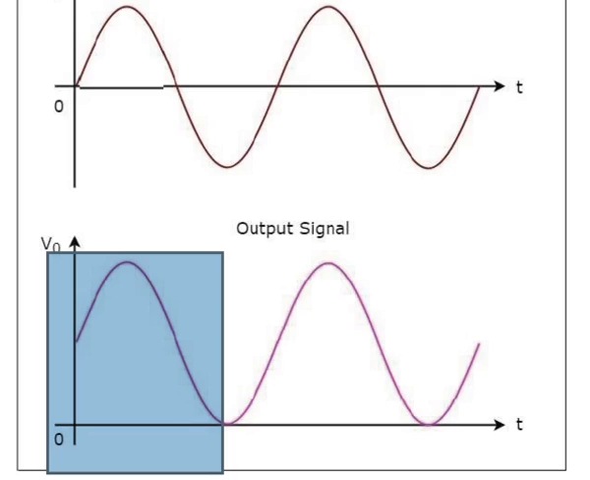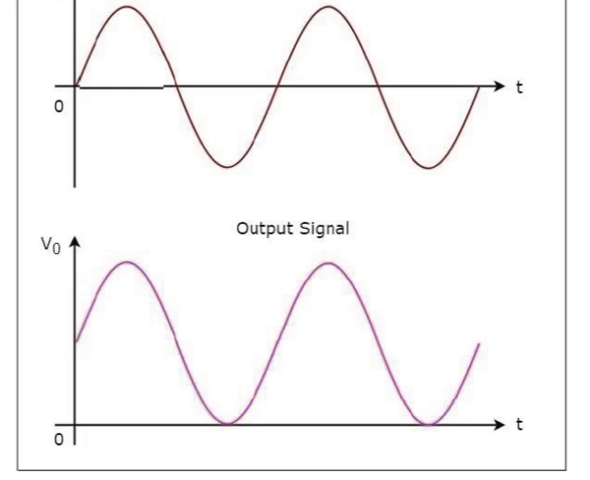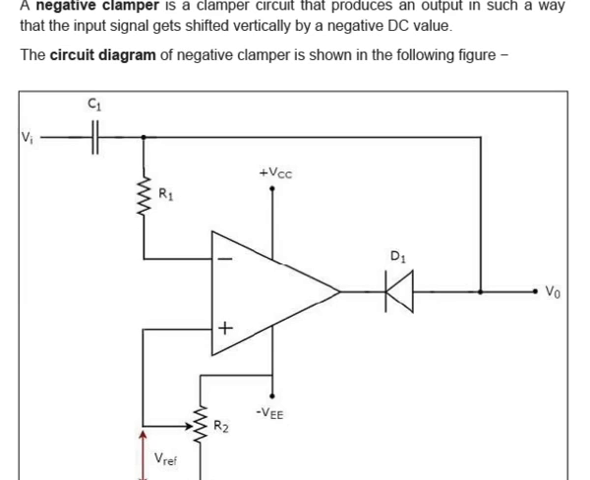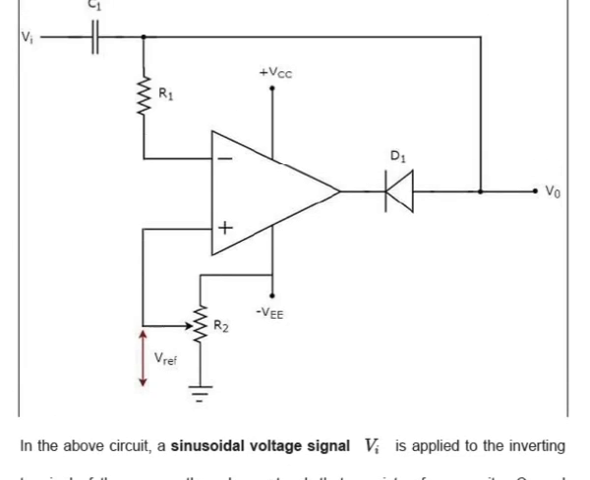From this figure you observe that the positive clamper shifted the applied input waveform vertically upward at the output. The amount of shift depends on the value of the DC reference voltage. Now the negative clamper circuit produces an output in such a way that the input signal gets shifted vertically by a negative DC value. So this is the corresponding diagram.